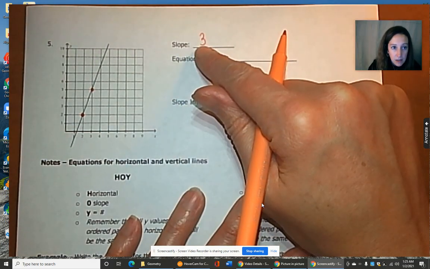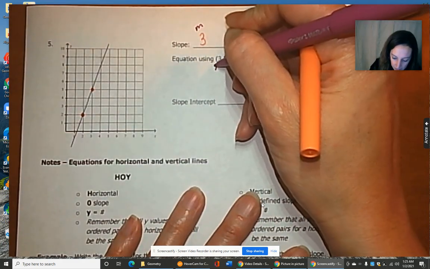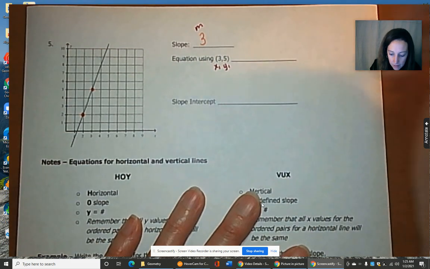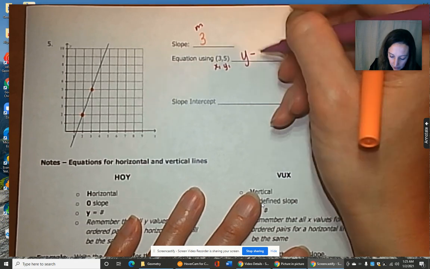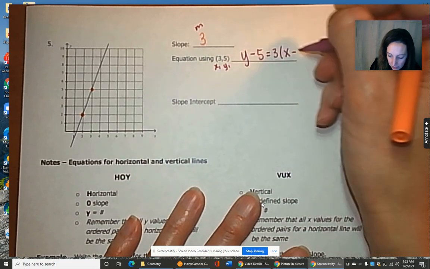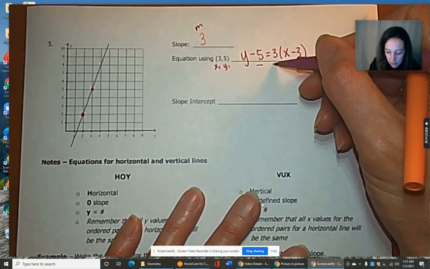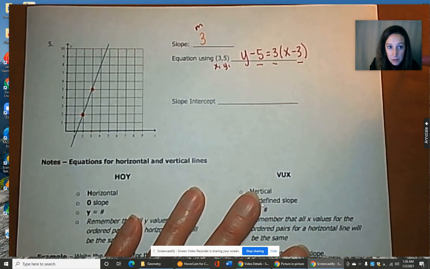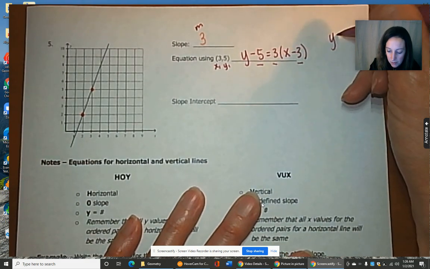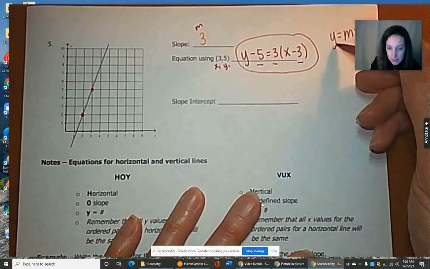If I wrote the equation using the point 3,5, then again, this is my m, this is my x1, this is my y1. So I get y minus my y1 of 5 equals my slope, which is 3, times x minus my x1, which is also 3. Right? Hopefully you're noticing this pattern where this value is the y1, this is the m, and this is the x1. It asks me to put this into slope-intercept form. Remember, slope-intercept form is y equals mx plus b.